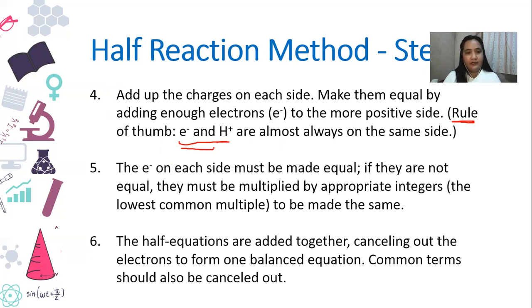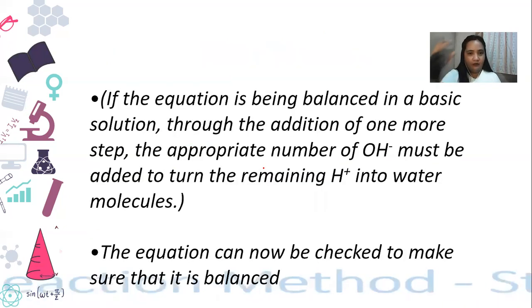And then the next step, the electrons on each side must be made equal. If they are not equal, they must be multiplied by the appropriate integers. Of course, as much as you can, use the lowest common multiple to make them the same. And afterwards, add them together. Common terms should be cancelled out. And then there are, of course, some reminders.